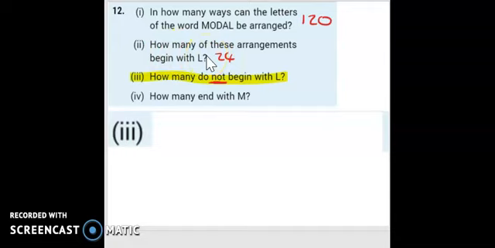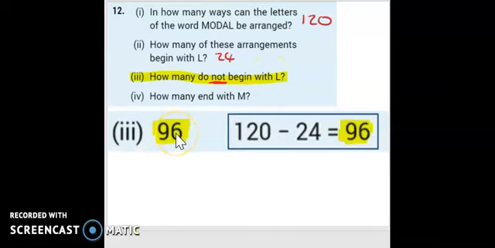So we want to figure out how many ways we can arrange the word modal so that we do not begin with an L. Well, if we do 120 take away 24, that will leave us with the amount of ways that we can arrange the word modal so that we do not begin with L. And that leaves us with 96, because 120 take away 24 is 96. There's 96 ways we can arrange the letters of the word modal so that we do not begin with an L.